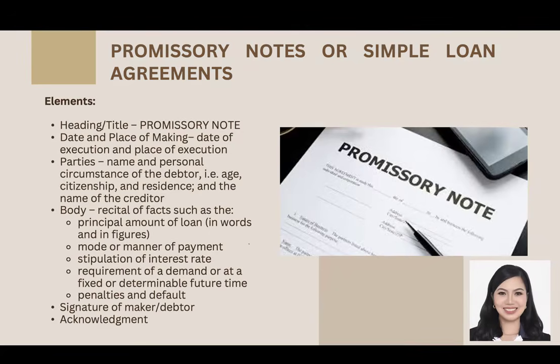So these are the elements. Familiarize yourself with the elements. The heading or the title, the promissory note, the date and place of making, the date of execution and the place of execution, the names of the parties and their personal circumstances, and then of course the body, the recital of facts, such as the amount of principal loan, the mode or manner of payment, is it installment or one-time payment? And then stipulation of interest, if any, and the requirement of a demand or a fixed or determinable future time, and then penalties and default. And then the signature of maker or debtor, and then lastly, the acknowledgement.